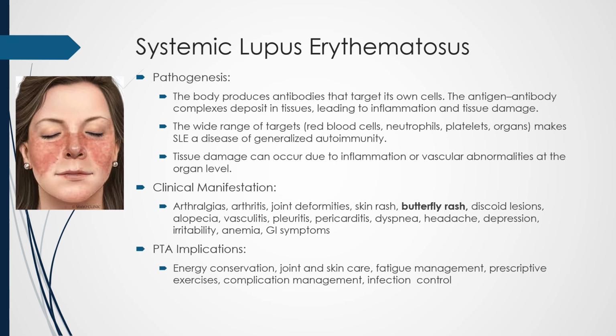Kidney involvement is common. GI symptoms such as nausea and vomiting, anemia, and enlargement of the lymph nodes. SLE tends to fluctuate between exacerbations and remissions, with symptoms worsening during flare-ups. Each patient's disease course is unique and symptoms can vary in severity.